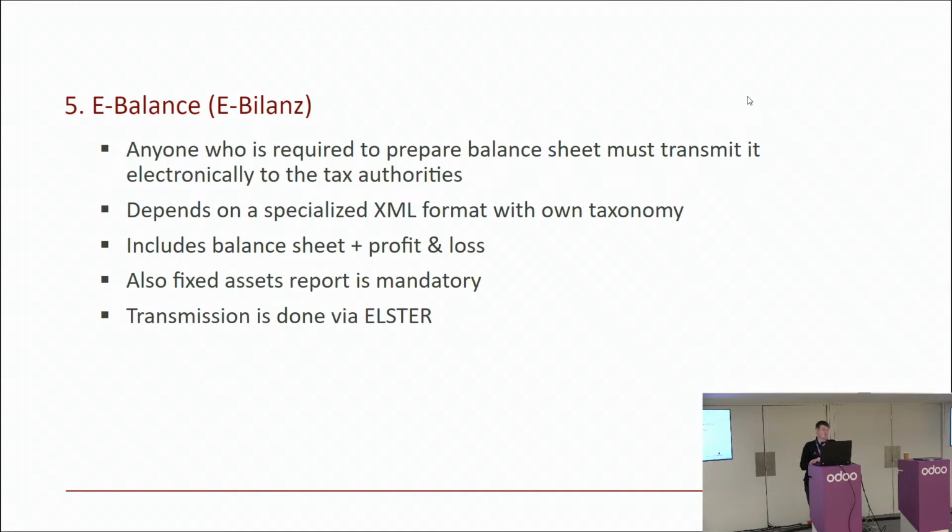Five, E-Bilanz. Anyone who is required to prepare a balance sheet must transmit it electronically to the tax authorities. It depends on a specialized XML format with its own taxonomy, and it's a really huge taxonomy with a lot of points. It includes balance sheet and profit and loss, and you also need to attach a fixed asset report. It's also mandatory, and the only way to transmit is via Elster.